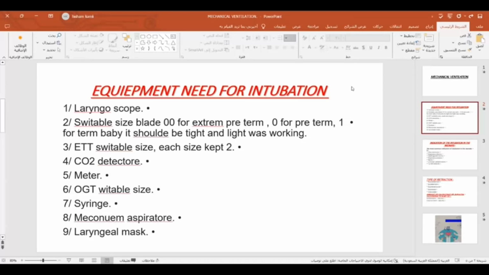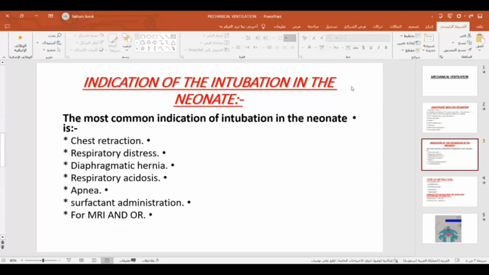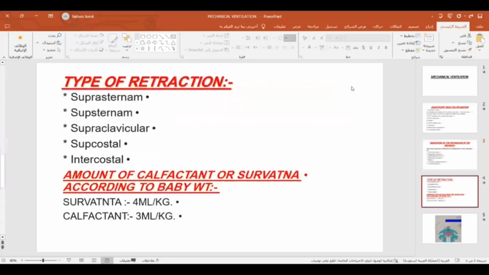CO2 detector, meter, OGT of suitable size, syringe, meconium aspirator, laryngeal mask. Then what are the indications of intubation in the neonate? The most common indications are chest retraction, respiratory distress, diaphragmatic hernia, respiratory acidosis, apnea, surfactant administration, and if the patient is having an MRI or going to the OR, they should intubate the baby.